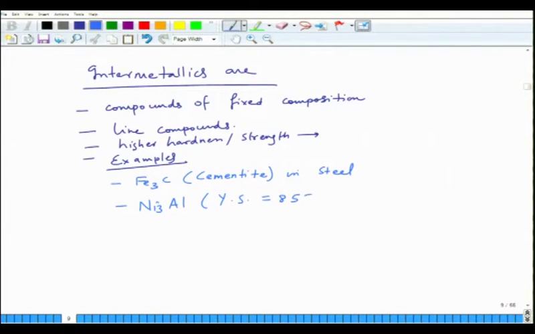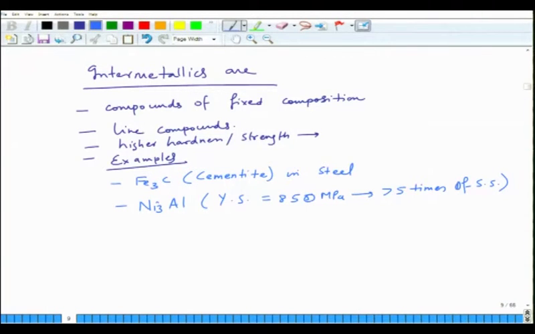Ni3Al has a yield strength of the order of 850 MPa. This is nearly 5 times more than stainless steel. And if you look at the composition, aluminum is a soft alloy. Nickel has a strength of the order of iron, steel, but Ni3Al, the line compound, is very strong.